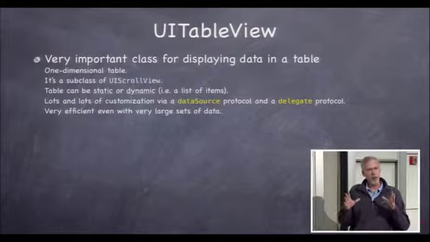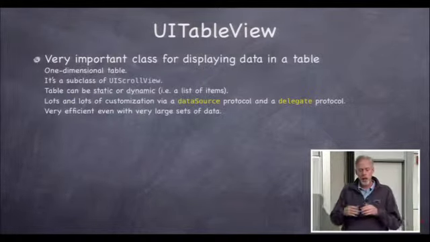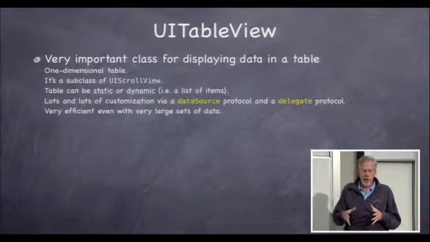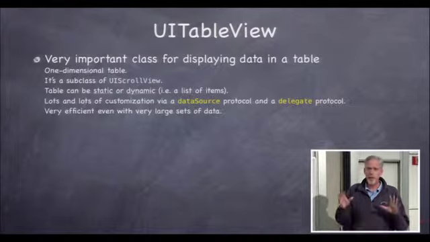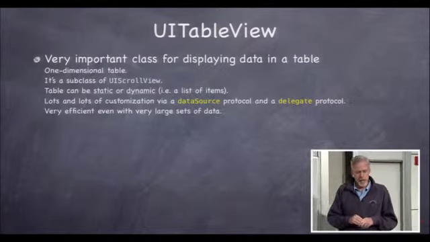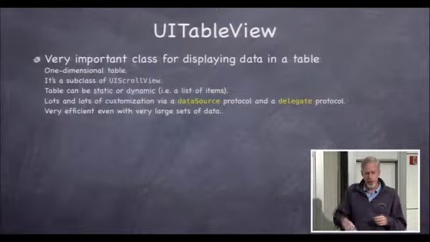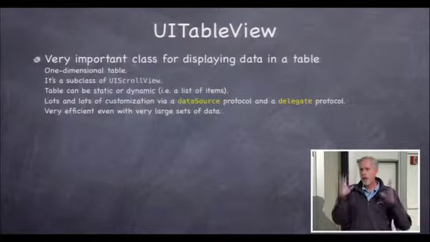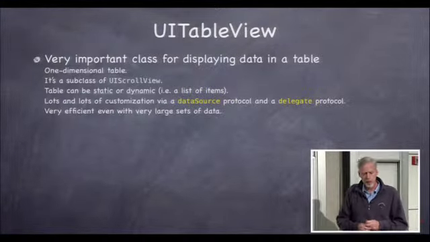All right, so table view. It's a one-dimensional table. It's called a table, and people think of a table as a 2D table, rows and columns. But really, it's one-dimensional or 1.5 dimensional, we sometimes say about table view, because of sections, and you'll see that in a second. It's a subclass of UIScrollView, right? So it's a scrolling list. And it can be static or dynamic. Static meaning the thing's fixed. Dynamic means it's a list of items that's pulled from somewhere.